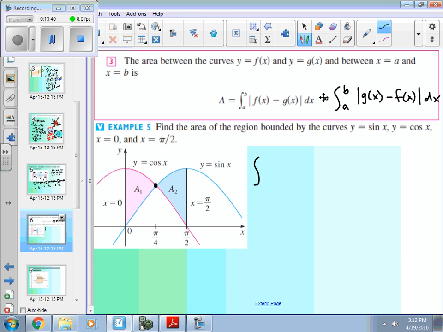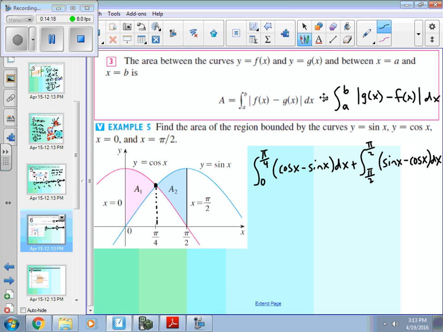So the first one would be from 0 to, looks like pi over 4 is where they're splitting up here. And it would be cosine x minus sine x, plus, now our second one goes from pi over 4 to pi over 2. And they flip-flop now. So with absolute value, you got to make sure you're doing the top minus bottom. So this would be now sine x minus cosine x, the opposite of what we had before. And if we solve that out, that should give us the answer.